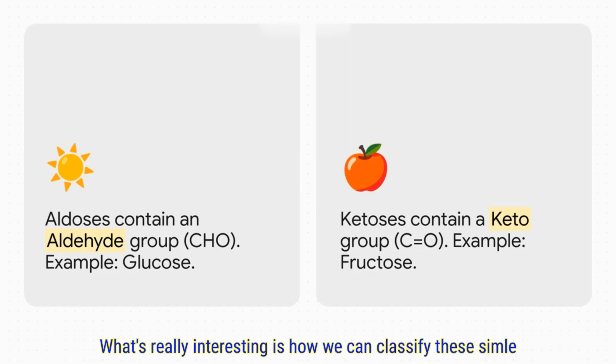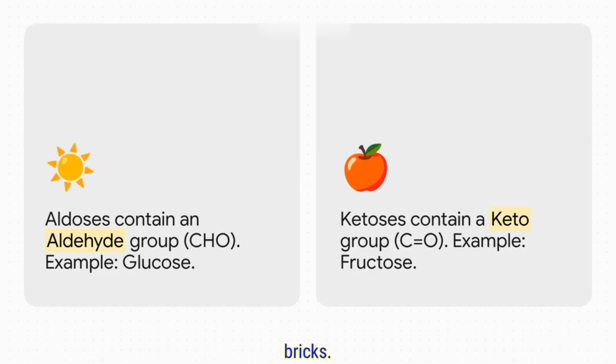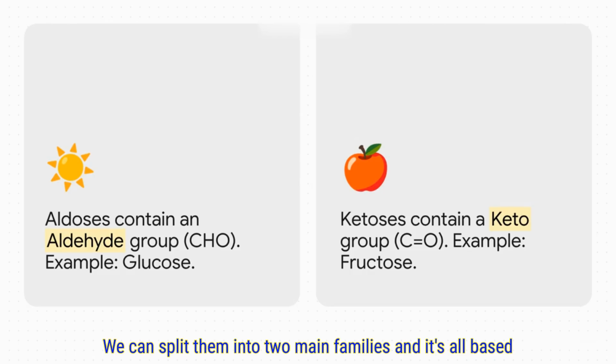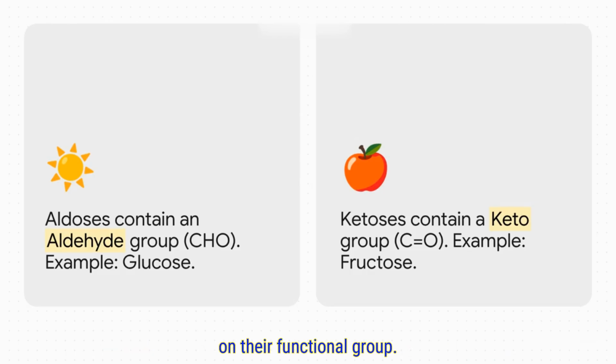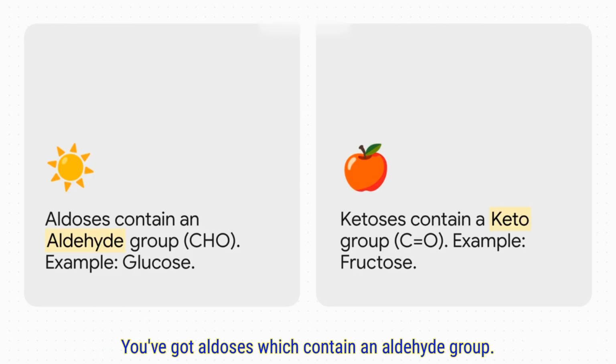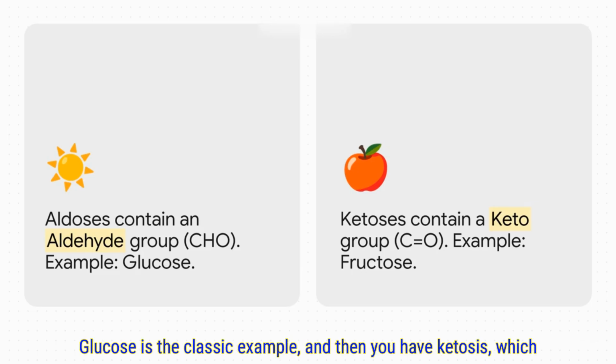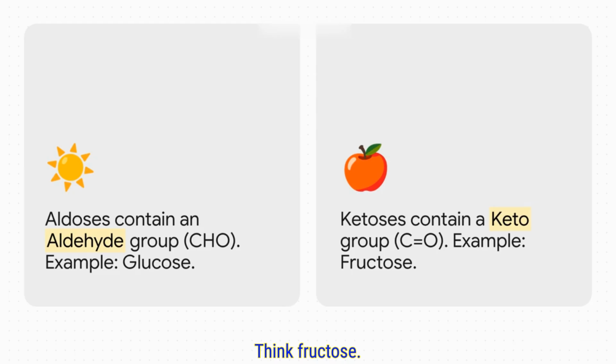Now, what's really interesting is how we can classify these simple bricks. We can split them into two main families, and it's all based on their functional group. You've got aldoses, which contain an aldehyde group. Glucose is the classic example. And then you have ketoses, which have a keto group. Think fructose. It's a really fundamental distinction.